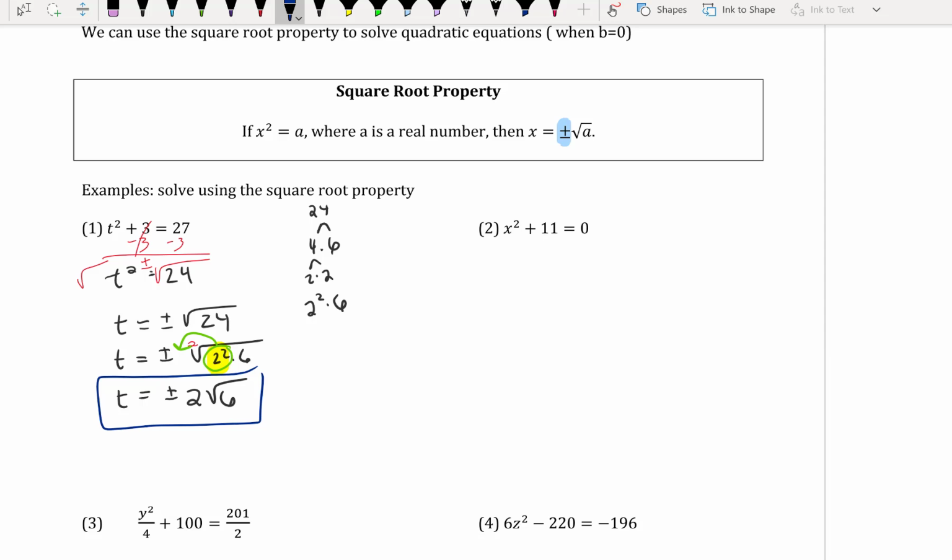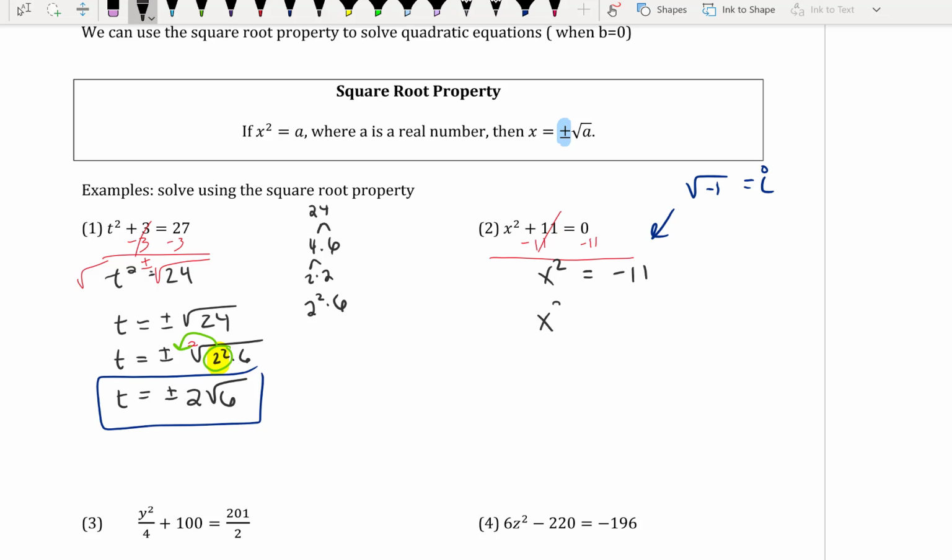Now for number 2, I'm going to subtract 11 from both sides. So now I have my x squared is equal to a negative 11. Again, even though it's negative, I know that the square root of negative 1 is equal to i, right? That's going to be my imaginary number.